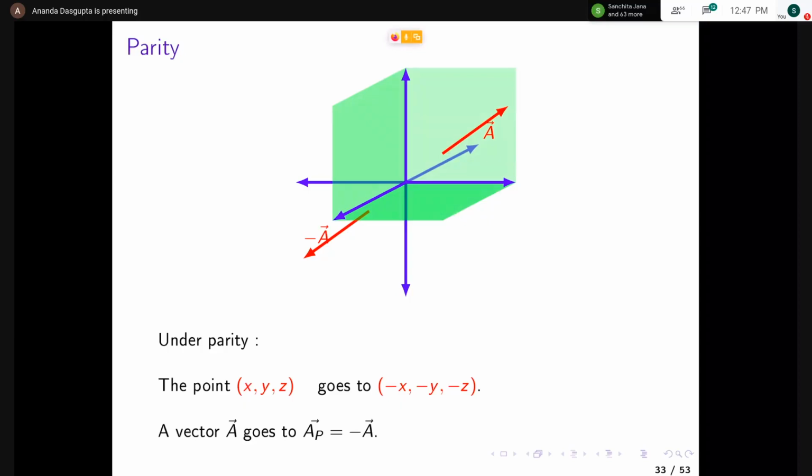describing vectors and pseudovectors becomes much easier using parity, because under reflection you have to worry about what happens to the in-plane component, what happens to the out-of-plane component, and so on. Under parity, there's just a change of sign. A goes to minus A.